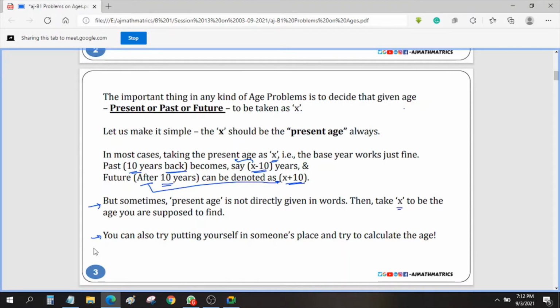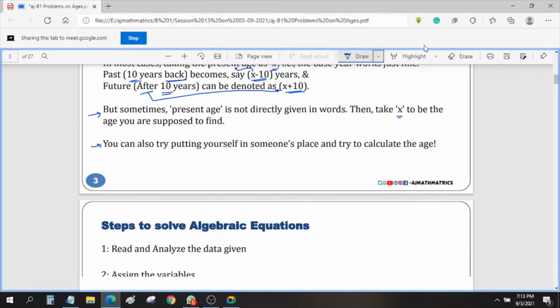What is the first important point? First, we need to consider which tense the given data represents: present, past or future. The next point is to take x as the variable for the present age only. In most cases it will work very fine, so that's why I am giving you this tip. The third point: if it represents past age, we consider x minus; if it represents future age, we consider x plus. Then after that, you can try putting yourself in the place.